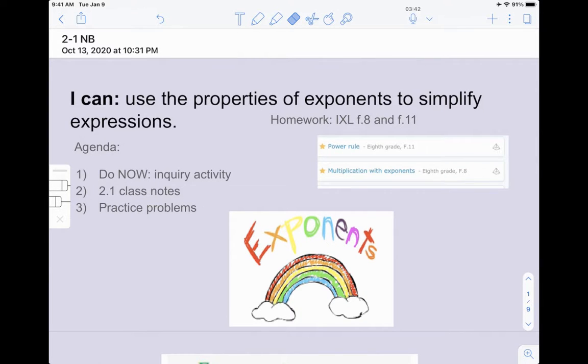Today we are starting Unit 2, and our first lesson, 2.1, is to use the properties of exponents to simplify expressions. We're going to complete a do now, which is an inquiry activity, which means you're going to look at some math and see if you can sort of develop a rule or look for a pattern. Then we're going to complete some class notes, and I'll give you an opportunity to try some practice problems, and I will model the solutions.